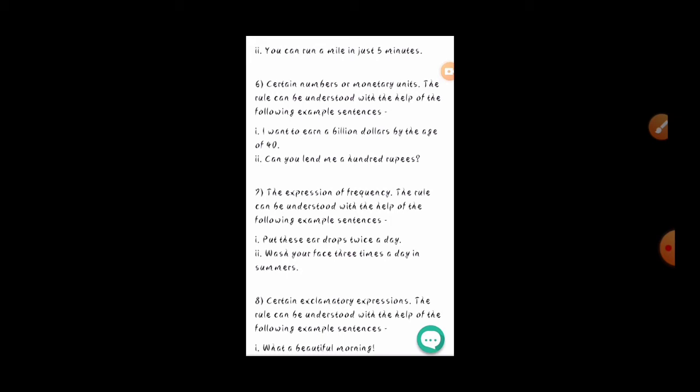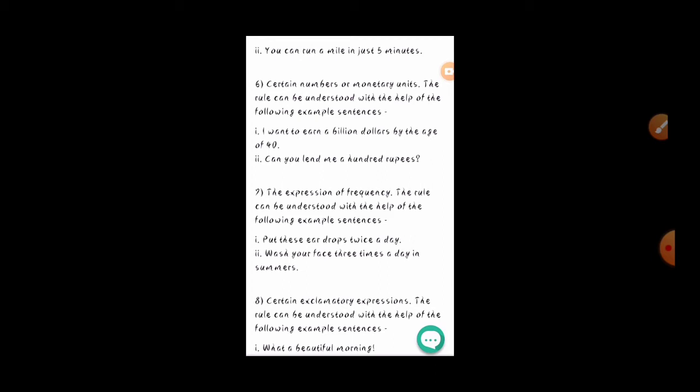The next, seventh, is the expression of frequency. In this case also we are using a. For example, put these eardrops twice a day. They are expressing the frequency, that twice a day you have to put the drop in your ears. Okay. Likewise, second example, wash your face 3 times a day in summer. Okay. It is very simple. I wrote all the notes so that you can understand it.